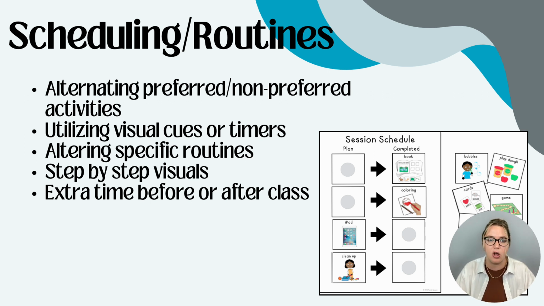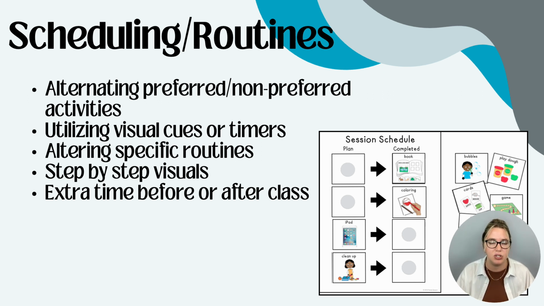So this might look like alternating preferred and non-preferred activities and having that visual representation for learners to see that. So they know if they complete this activity, then they'll get to do Chromebook time, or they'll get to play with Play-Doh or go to the sensory gym. Something that they really like to do after something that they really don't like to do. And then you can also incorporate visual cues or timers so they know how long something lasts, both preferred and non-preferred. You can alter their specific routines, use step-by-step visuals, or create extra time before or after class.